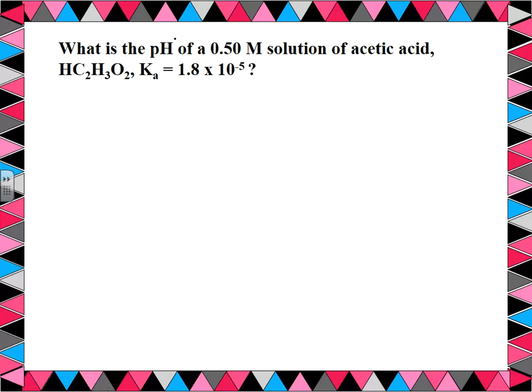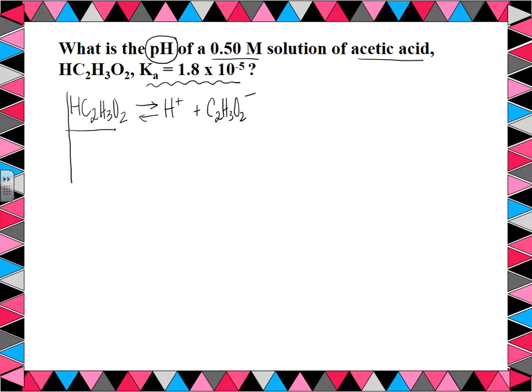So let's take a look at a weak acid problem. This wants us to find the pH of a 0.50 molar solution of acetic acid, which is one of our weak acids. And notice the difference on these problems: you'll be given a Ka, or if it's a base, a Kb value. We still do the same steps. So write your chemical dissociation, HC2H3O2. And here we're going to use equilibrium symbols. This will dissociate into the hydrogen ion and the acetate ion.